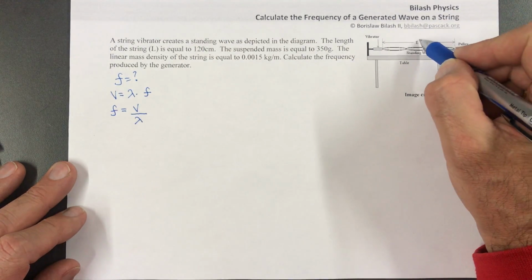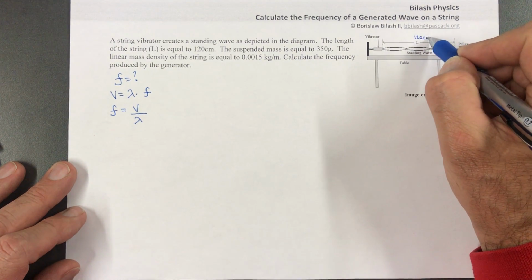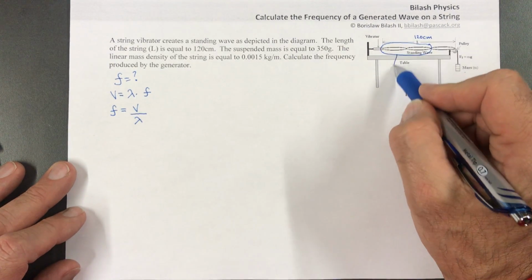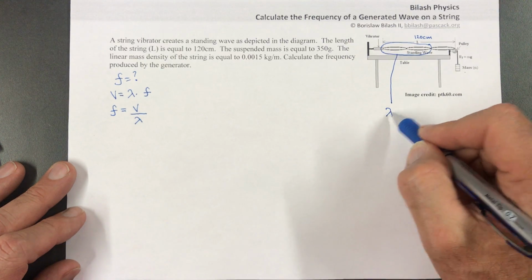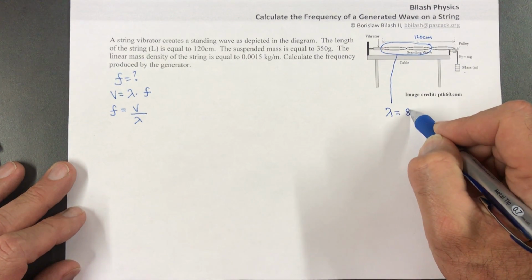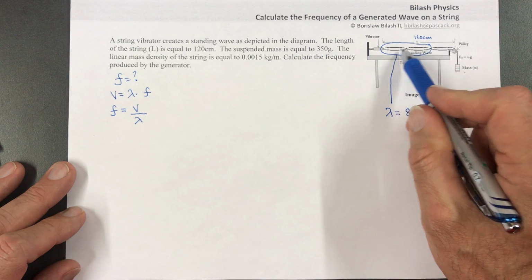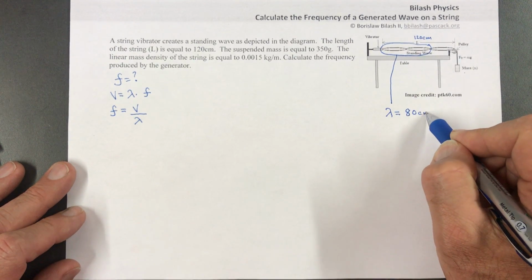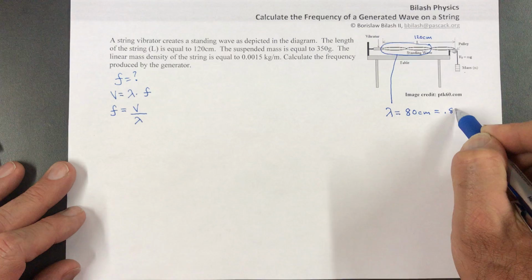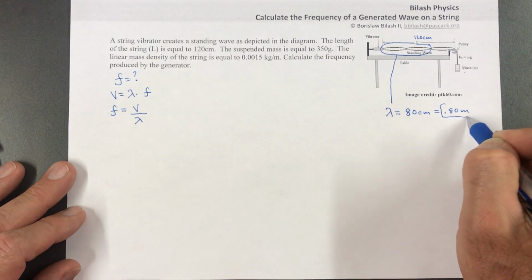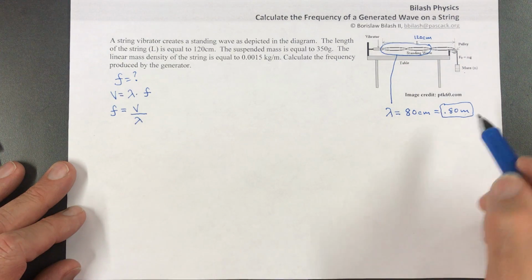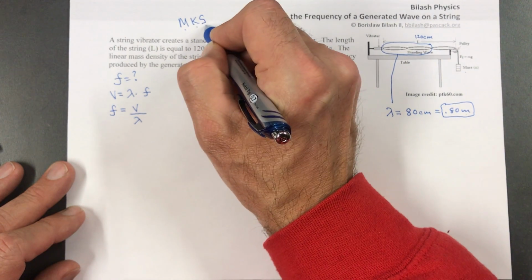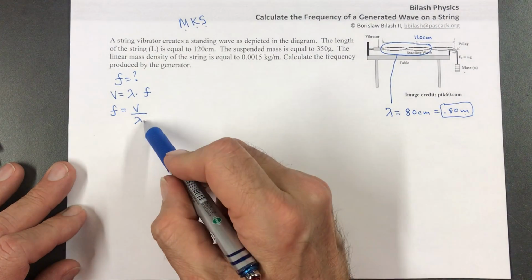Now, we know that L is equal to 120 centimeters, but our wave only consists of two antinodes. So two antinodes makes a wave, so lambda is going to be equal to 2/3 of 120, because there are three parts here. We only need two, so 2/3 of 120 is 80 centimeters, which is equal to 0.80 meters. So that's our wavelength. Now, I converted this to meters because we always deal in MKS units. Meters, kilograms, seconds. So we have our lambda.